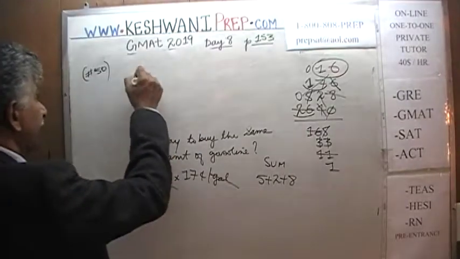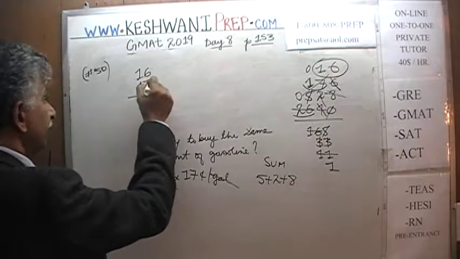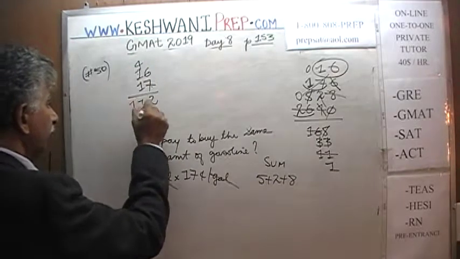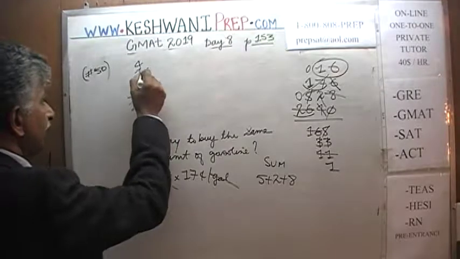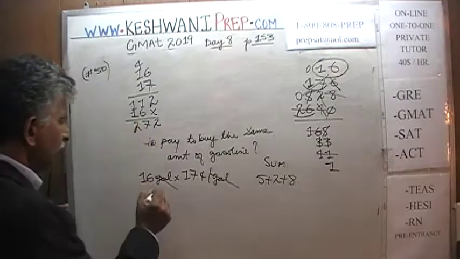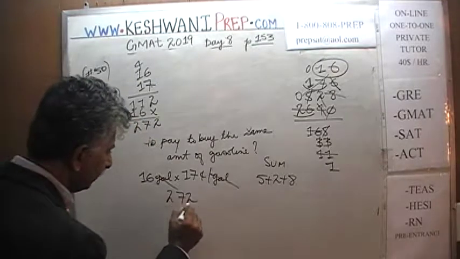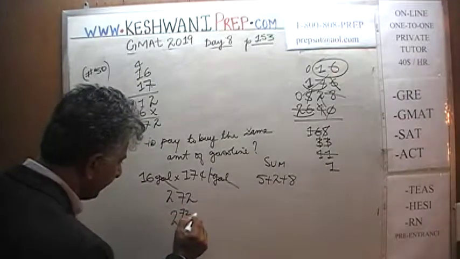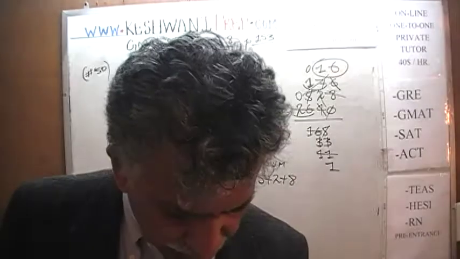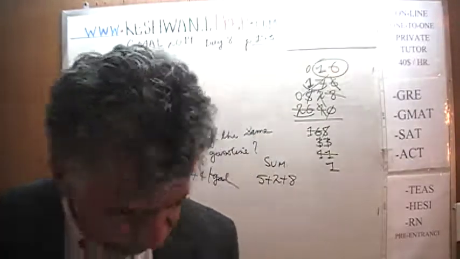Let's do it. 16 times 17. 7 times 6 is 42. 2, carry 4. 7 plus 4 is 11. Hold the unit digit. 1 times 16 is 16. And we get 2, 7, and 2. In other words, we're going to spend $2.72 more. How much more are we going to spend this week? The answer is $2.72. $2.72 would be answer choice D, isn't it?